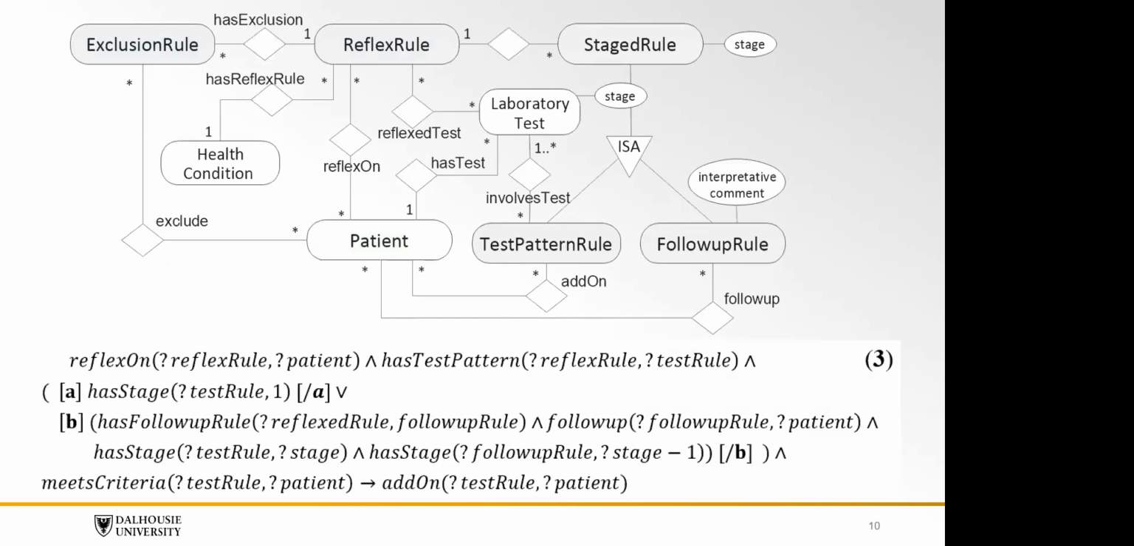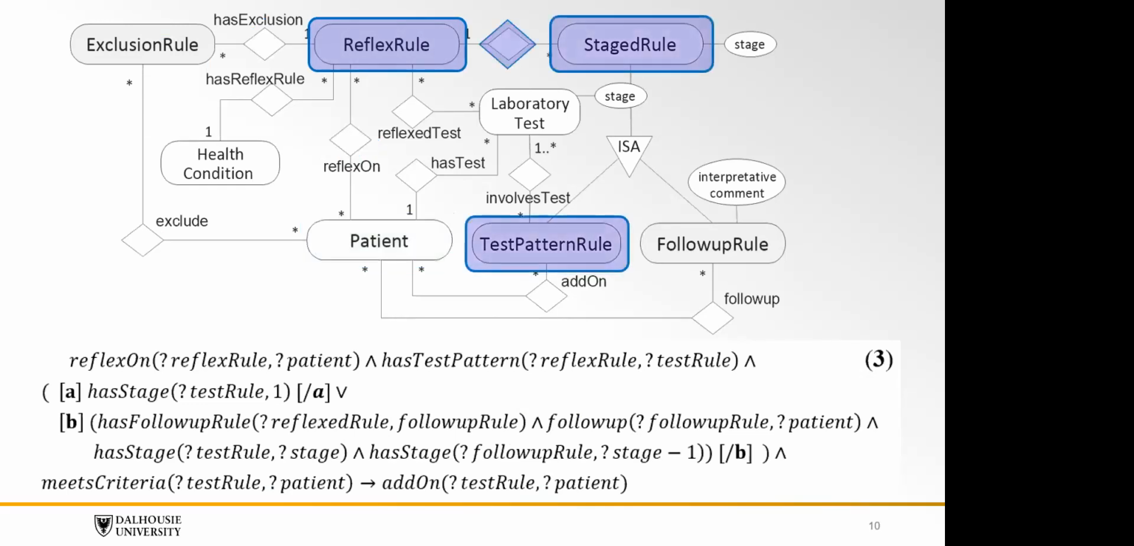So how about the test patterns and the follow-ups? So similar to before, we have a reflex rule that was reflexed, right, on the patient. That reflex rule in this case has a number of test pattern rules, which are a staged rule. So we'll start with first case where the test pattern rule is the first stage, right? It's not second, third, fourth, it's the first stage. So that's enough here. I'll talk about case B later on.